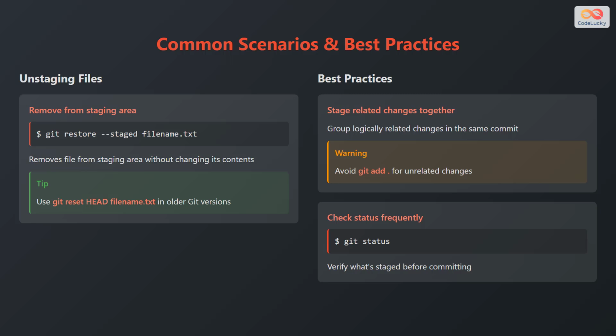When staging, group logically related changes in the same commit. Avoid using git add for unrelated changes, as this can lead to confusing and disorganized commits. Also, check the status frequently by using the git status command to verify what has been staged before committing.